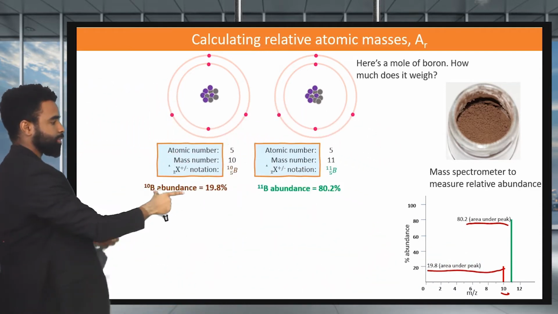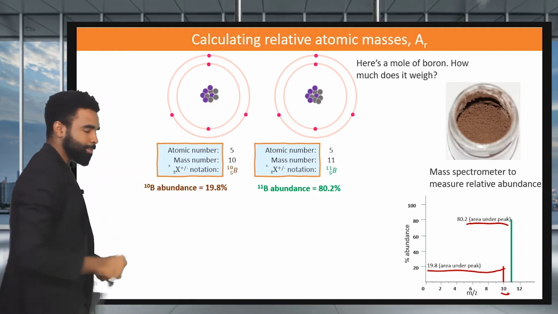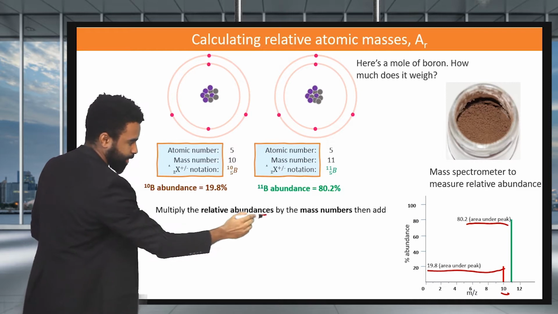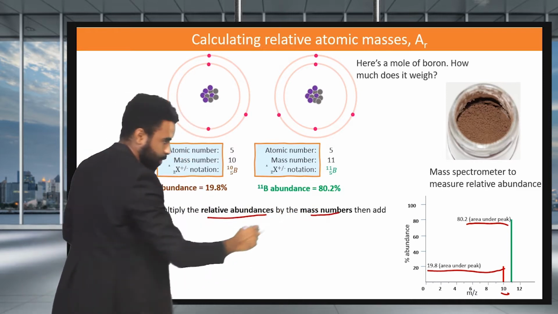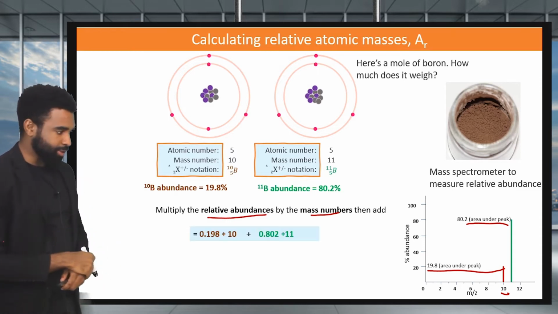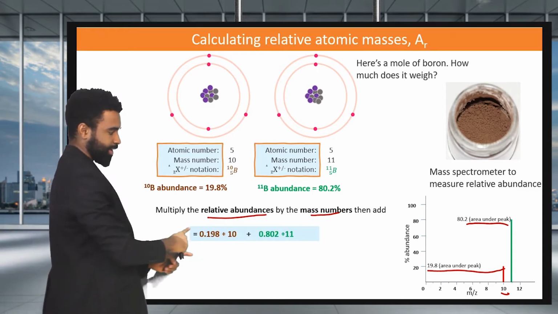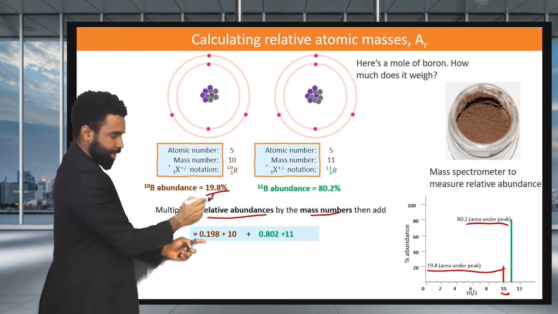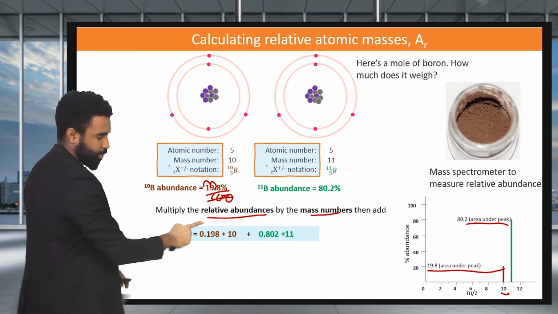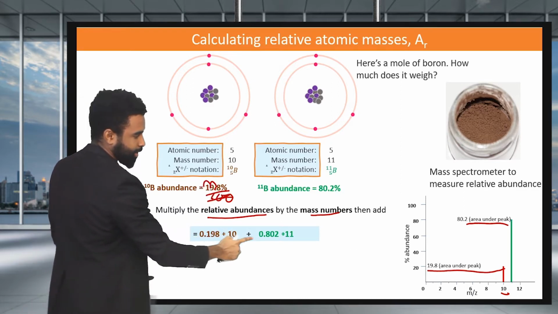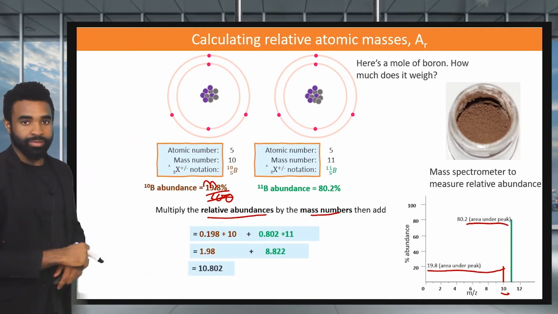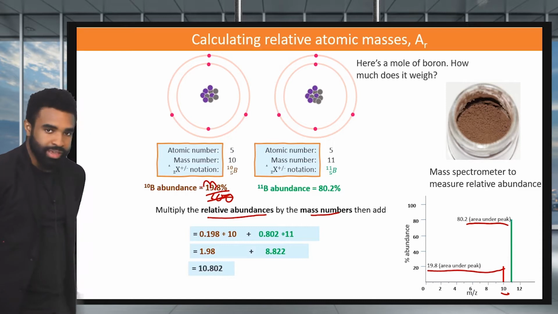And so now we have the relative abundances of each type of boron, and we can just use this basic mechanism. We multiply the relative abundances by the mass numbers. We add them together to find the relative atomic mass, which is a weighted average. So we have here 0.198, which is 19.8%, which means just move the decimal place back 2 places. Okay, so 0.198 times 10 plus 0.802 times 11. We do the math and we get out a nice answer of 10.802. So that's all nice and easy.